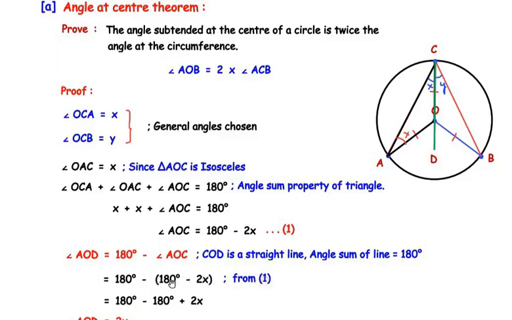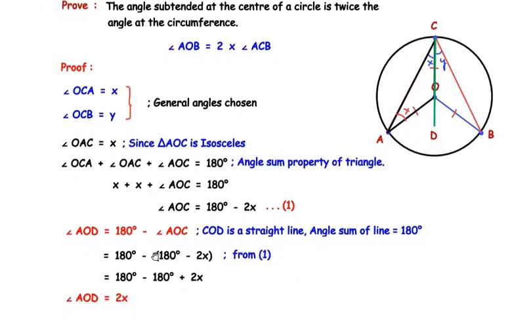Now let us expand the bracket. So we get 180 minus 180. Now minus of minus gives us plus 2x. Now 180 minus 180, these both add together to give us 0, giving us the value of AOD, that is this angle, as 2x. Now once we have got this, we are going to use exactly same steps for the triangle BOC and find out this angle BOD.